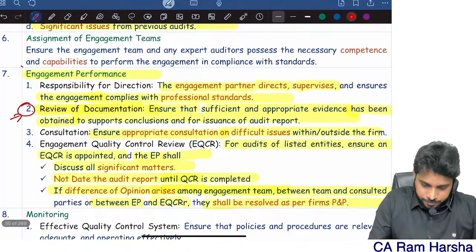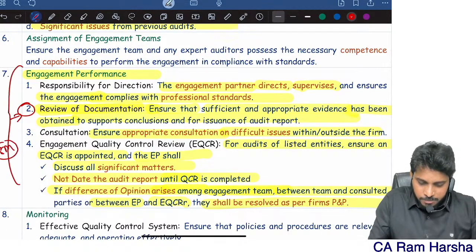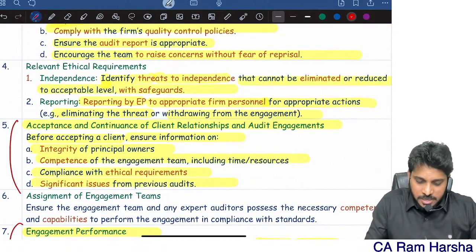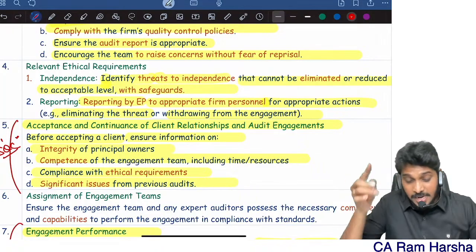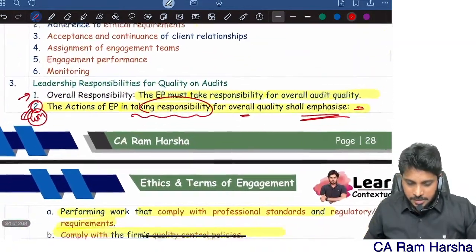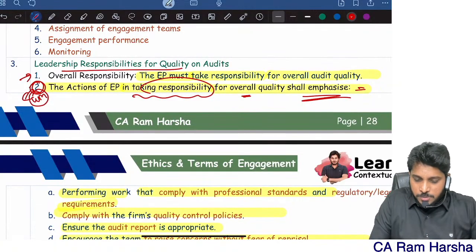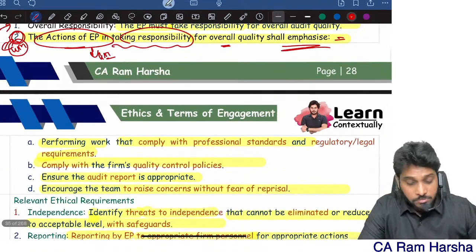Write about engagement performance, a 5 marks question they might ask under 220. Acceptance and continuation, generally they will ask as part of SQC. So this second point, leadership responsibility, the actions of the engagement partner, this itself can be asked as a 4 marks question. Very important.